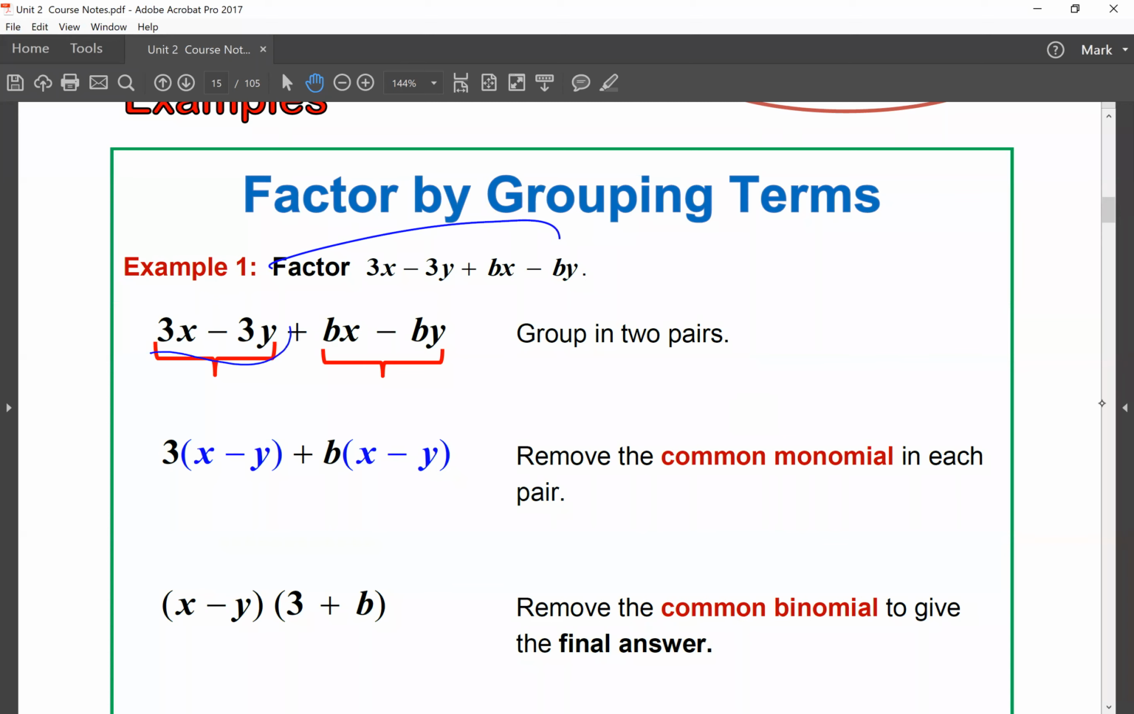So the 3x and the 3y, I can remove a 3 from. Obviously, their greatest common factor is 3. And in the second two, I can remove a b. The interesting thing here, and what you really need to notice, is that the terms in the brackets are the same. That's so important for doing something like this.